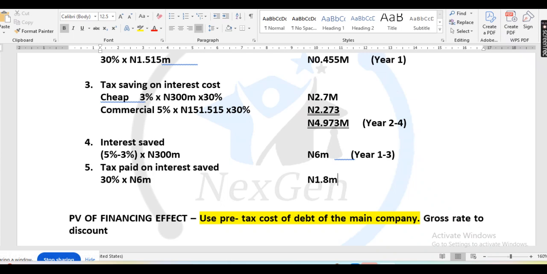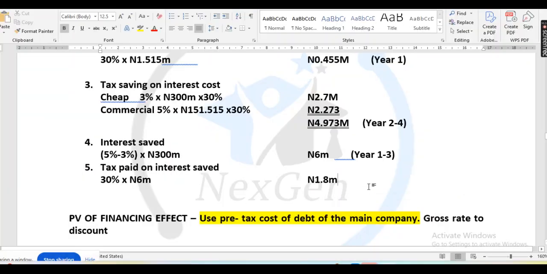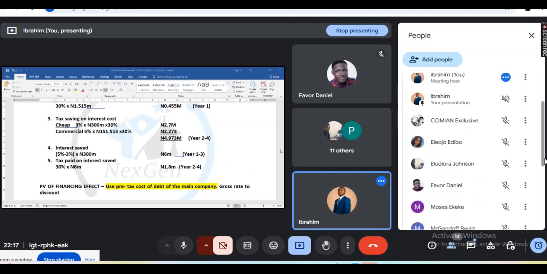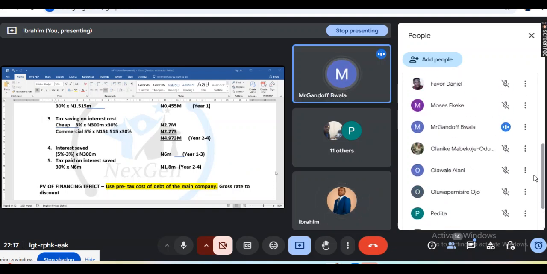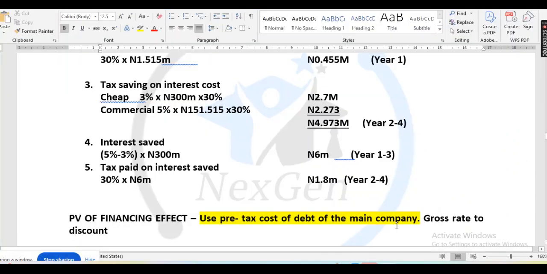Oga Favor, you are using bedroom voice for me. Okay. So this is tax, right? So year 2 to year 4. Oga Samson, are you still in this class? I'm fully here, sir. My head is pounding, so I just kept quiet. That's fine. It is expected though. Right, it is expected. Yes, sir.